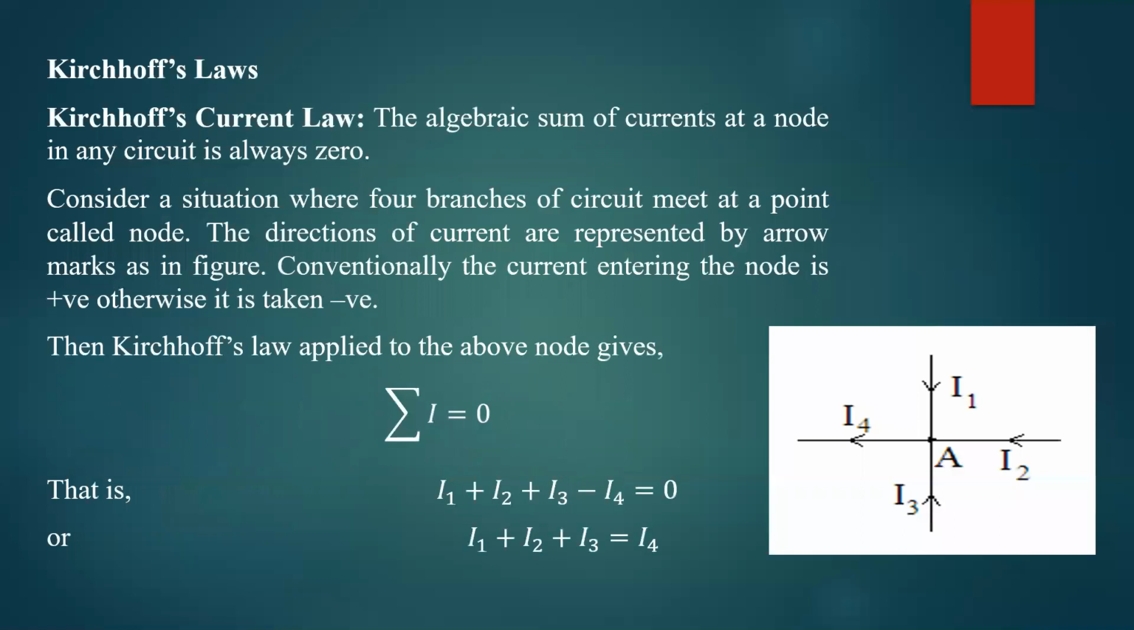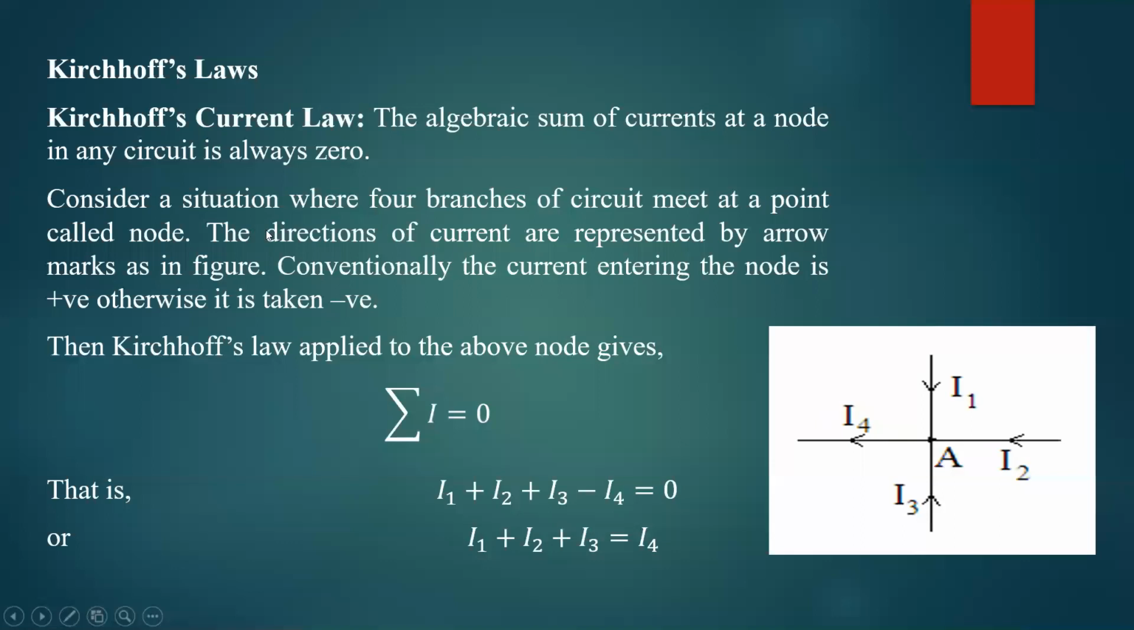The algebraic sum of currents at a node in any circuit is always zero. So it says that at a node, the sum of the currents is zero. What is a node? A node is a junction where two or more conductors meet. In the diagram, you can see point A is a node where four conductors meet. So consider a situation where four branches of a circuit meet at a point called a node.